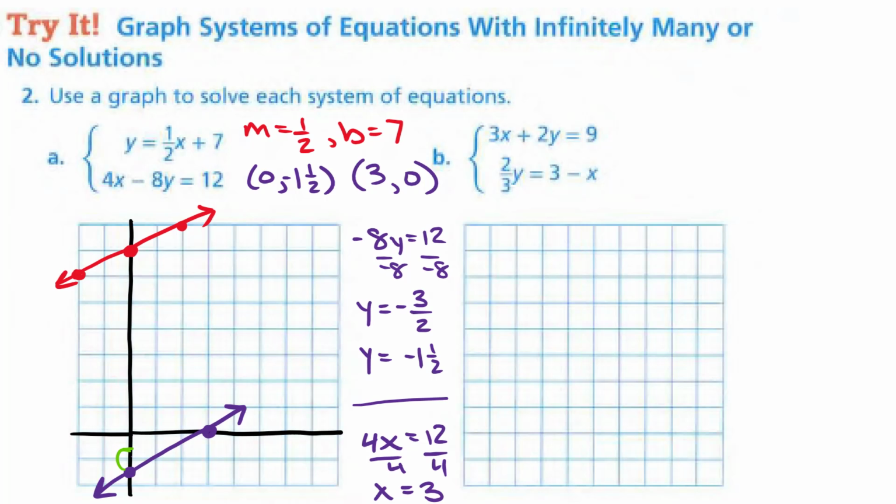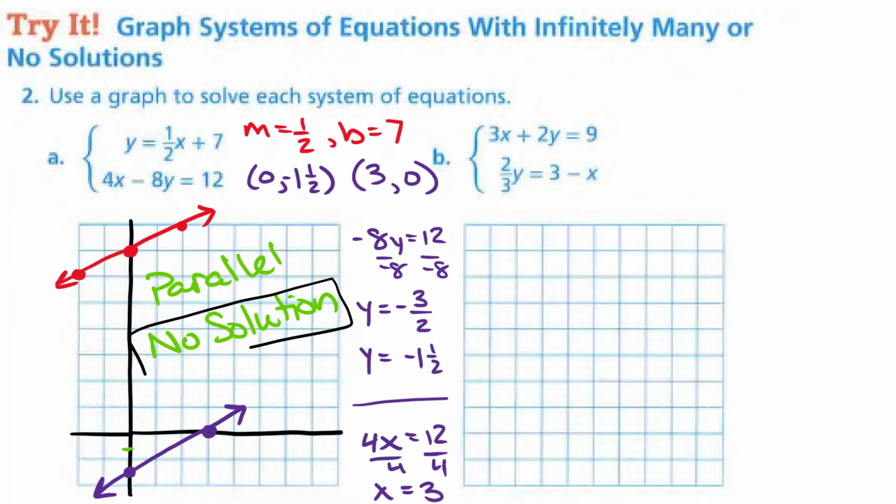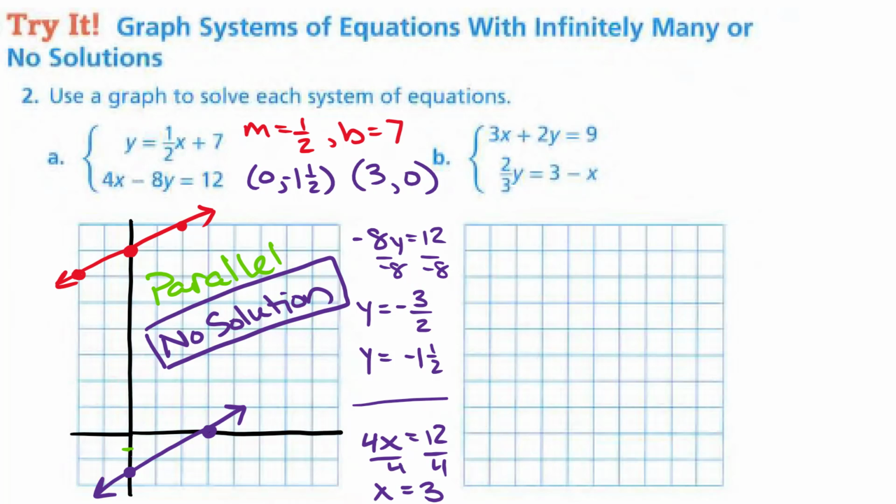And so because these two are parallel, we say there is no solution. So our final answer, that's all we write, no solution. Now let's try part B.